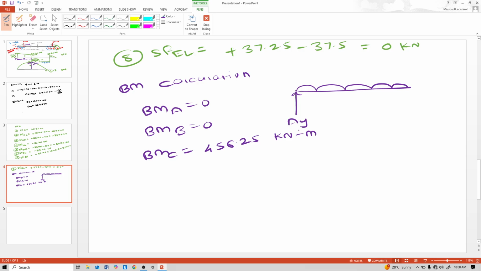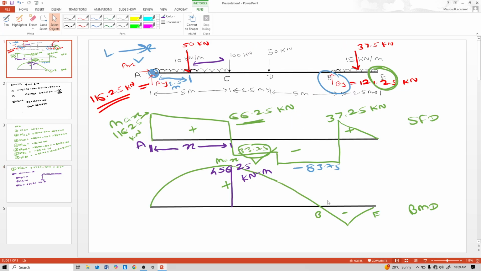Let's understand how we calculate moment. For moment, we multiply force into perpendicular distance. For shear, we sum or subtract vertical downward and upward forces. So let's understand this properly. Here B is here. So next, calculate bending moment at point B.